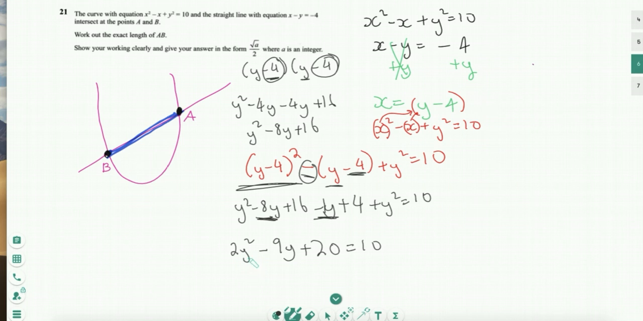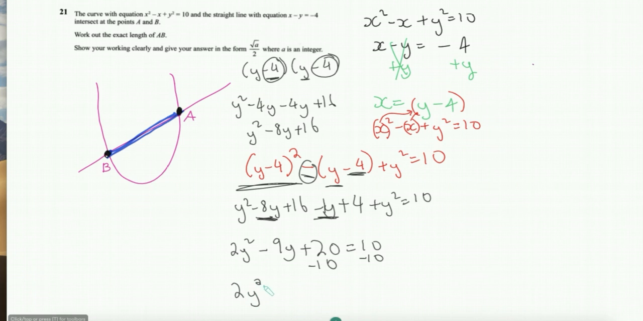Ooh, we've created a quadratic: a square term, a single y term, and a constant. But remember, in order to solve a quadratic, the other side has to be equal to 0. So we're going to minus 10 on both sides. So it's just the same thing as before, guys. 2y squared minus 9y plus 10, since positive 20 minus 10 is positive 10, equals 0. This is our quadratic, and it's equal to 0.